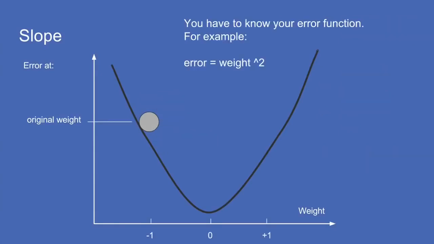Now to do this, you have to know what your error function is. So assume we had an error function that was the square of the weight, and you can see that our weight is right at -1. The first thing we do is take the derivative, change in error divided by change in weight, DEDW. The derivative of weight squared is 2 times the weight. And so we plug in our weight of -1, and we get a slope, DEDW, of -2.